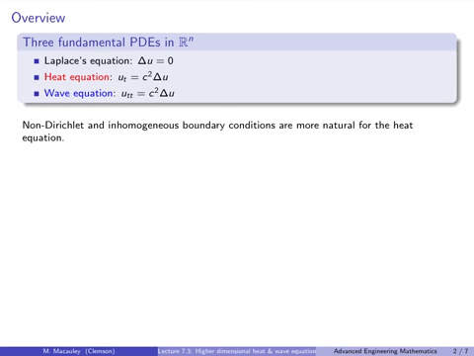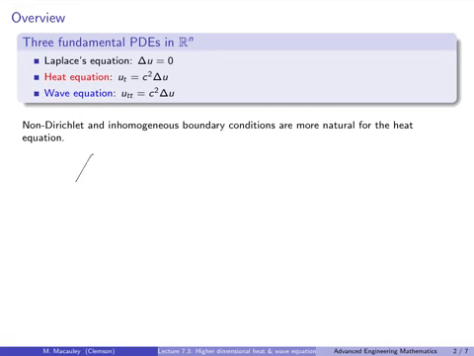conditions. Now, you can certainly have different boundary conditions, Dirichlet, Neumann, mixed, etc., on both the heat and the wave equation, and also homogeneous and inhomogeneous boundary conditions on these. But I'm going to argue that at least when you're starting out, it's more natural to have these unusual boundary conditions on the heat equation than the wave equation.